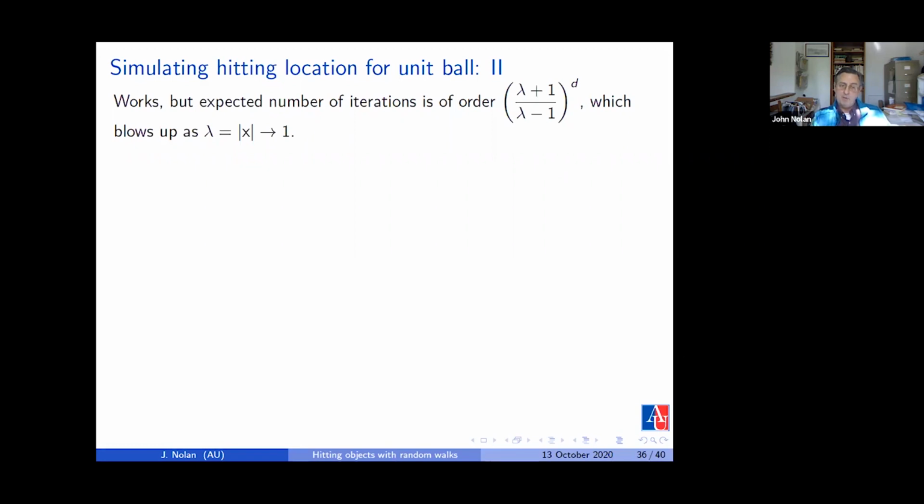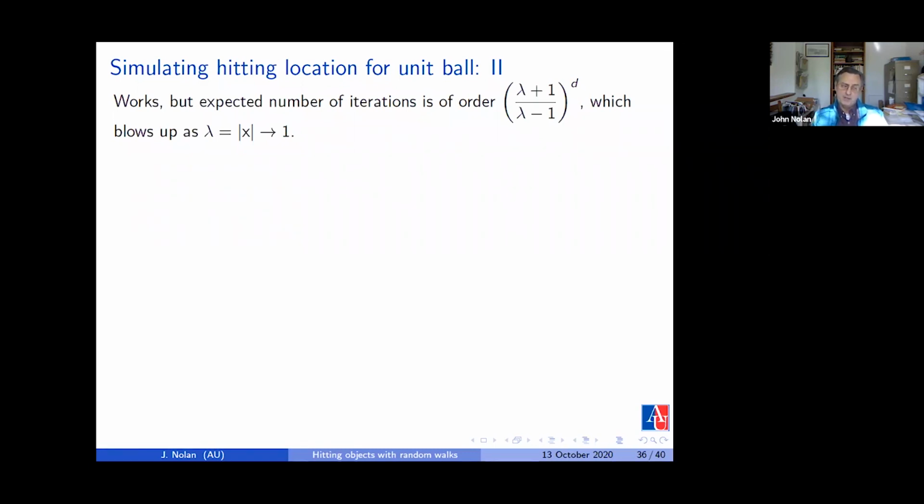This is a problem because if we want to do this millions of times, and we have a complicated object, we're going to want to get closer and closer to it. As we get closer, it's going to take longer and longer to get there. It should eventually happen, but maybe over a period of hours or days instead of seconds. So we have this simple rejection method that works, but it's very slow when you start close to the object.